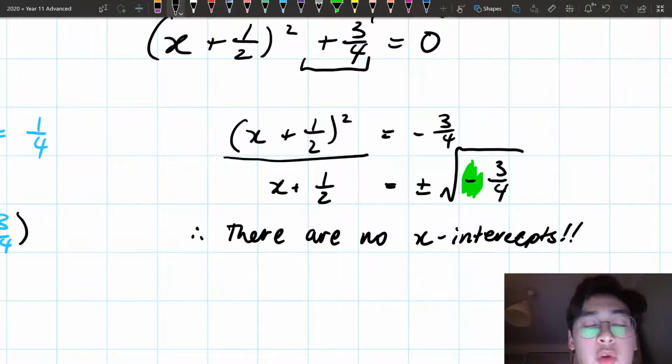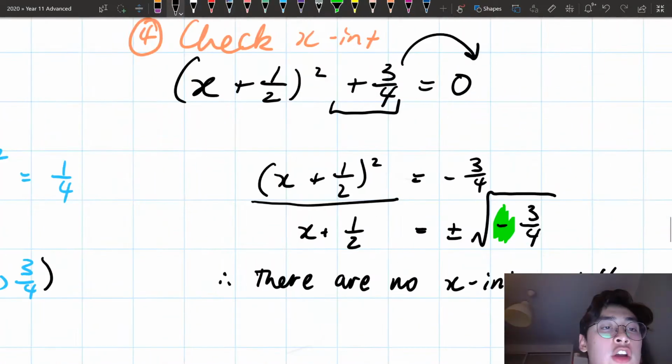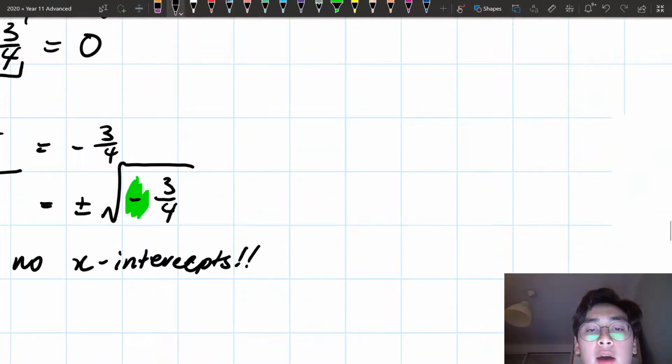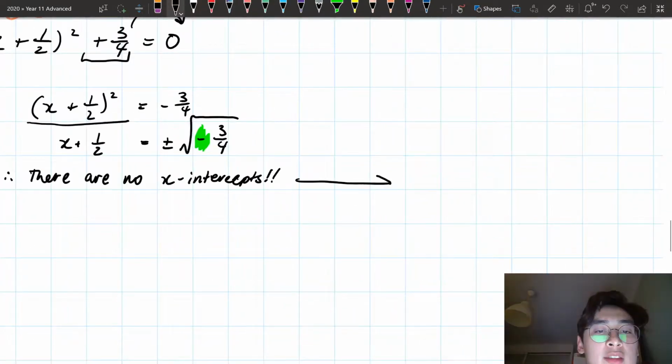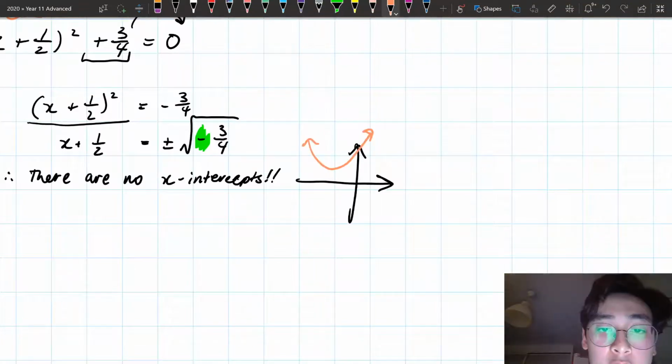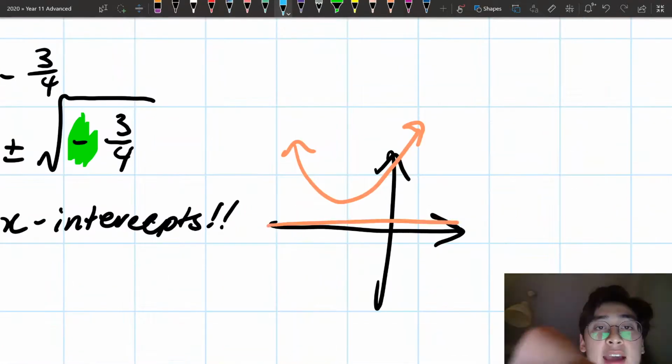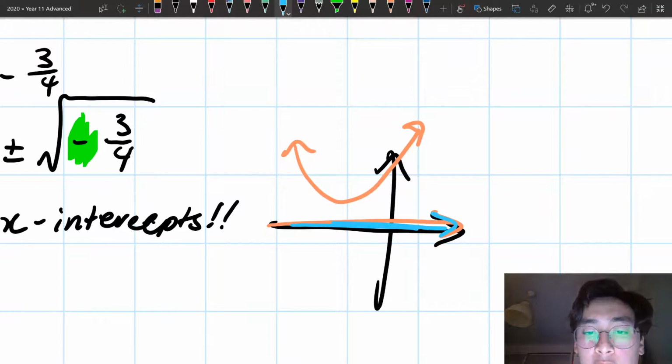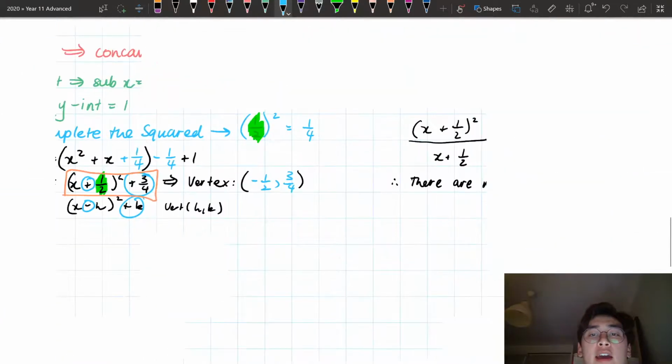So let me just draw a quick sketch. We already know that the graph is concave up. What this will mean is that if I was to graph it, it's going to look something like this. The graph, if you have noticed the orange graph, never touches the x-axis down here. It never touches this x-axis over here. It's always above the x-axis, so by doing this step, it actually tells me I have no x-intercepts.